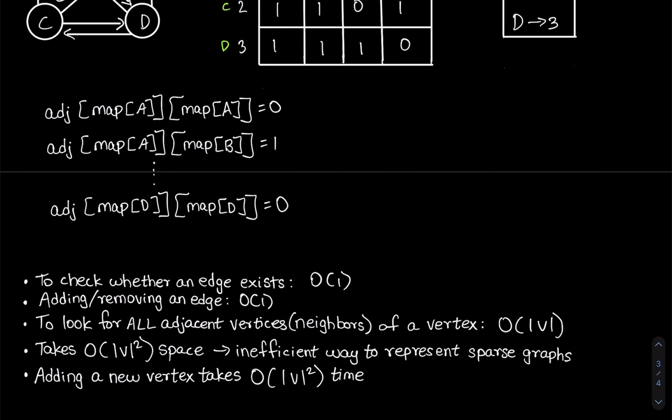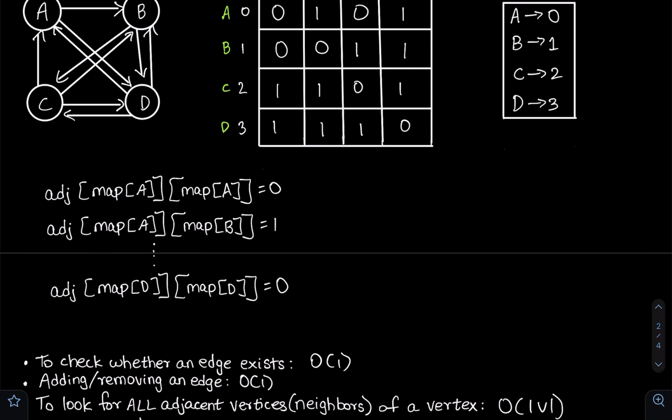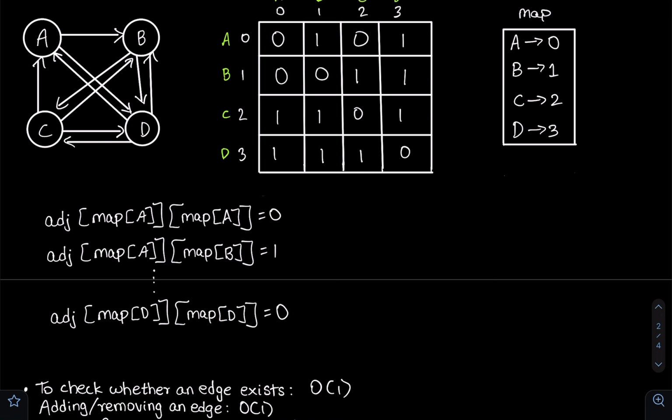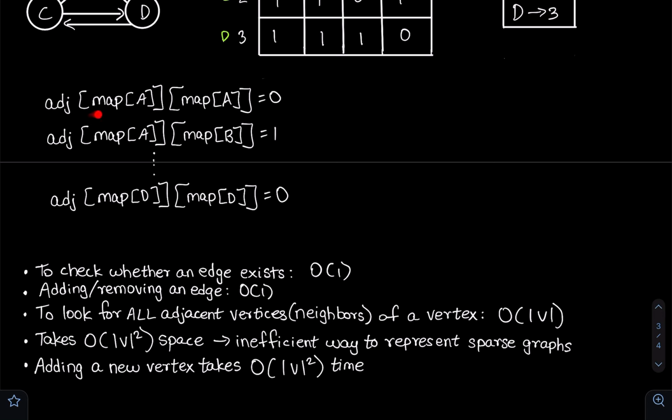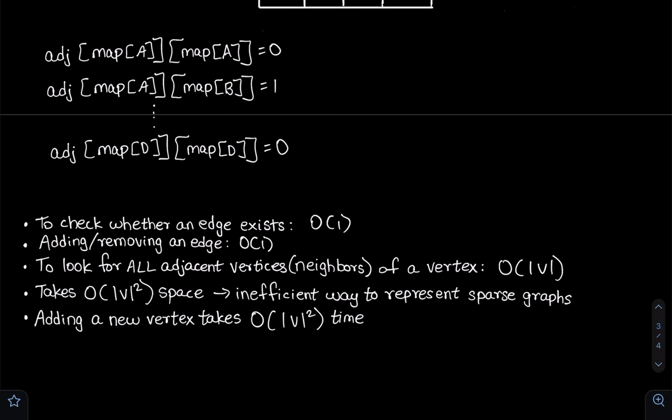And to wrap things up, we can look at the time complexity for various operations that can be done on the adjacency matrix. To check whether an edge exists between a source node and a destination node, it takes constant time, because even if we are using a hash map, remember that accessing a key's value within a hash map takes constant time. So assigning, removing, inserting, or checking for an edge, all of it would take constant time.